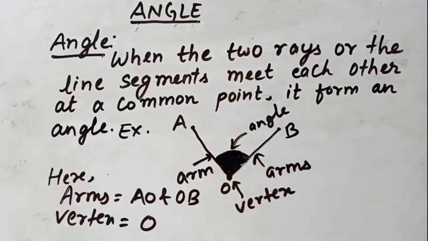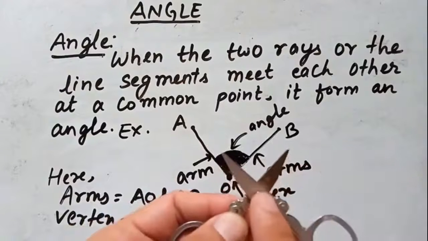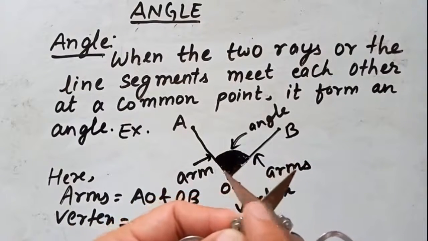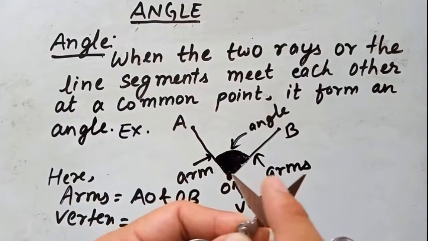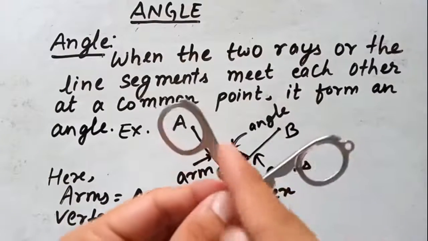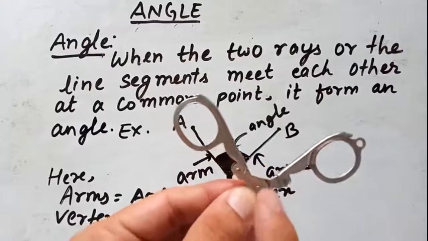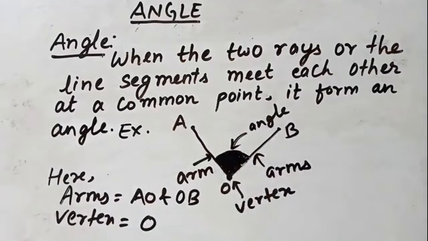Similarly, you can take the example of scissors also. These are the two arms of the scissors. The common point is this. These two arms have met at a common point, and the angle formed is here. This is their angle. Similarly, you can see it in this way also. These are the two arms, they have met at a common point, and the angle has been formed. Similarly students, you can take the example of a clock also. In a clock, you can see there is an angle between the hour hand and the minute hand too.